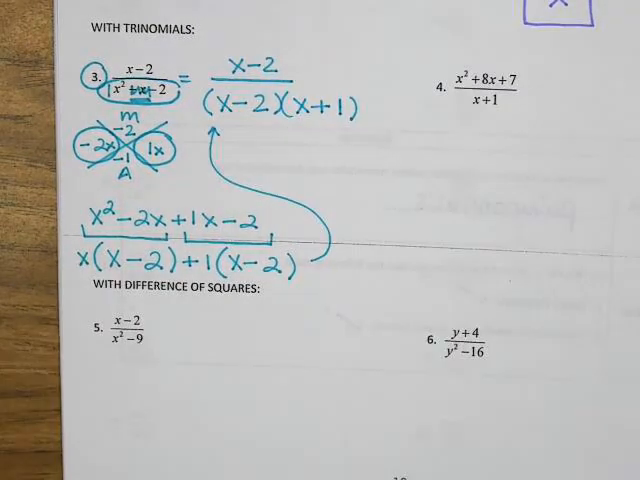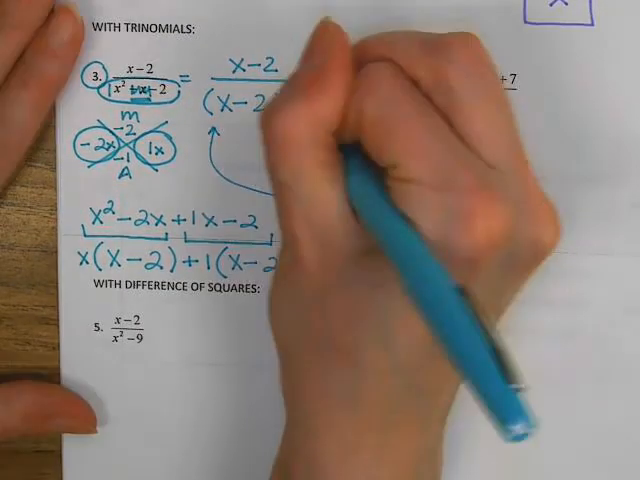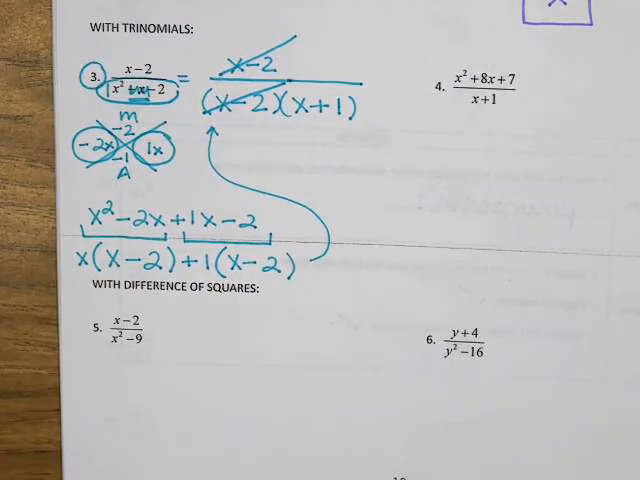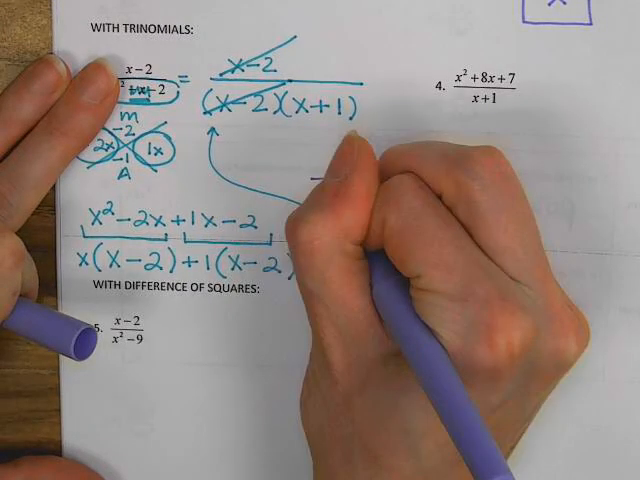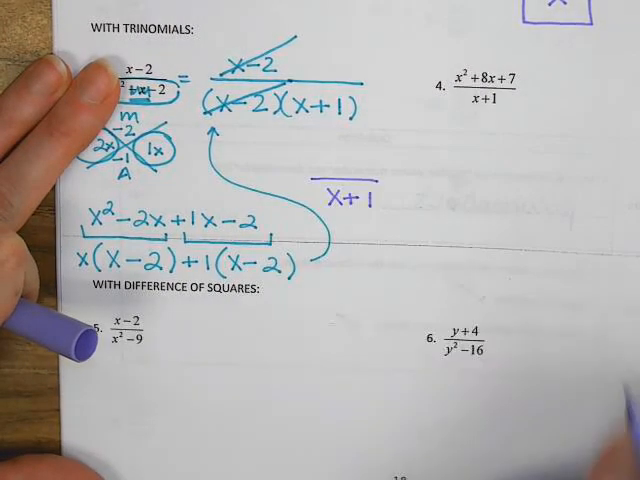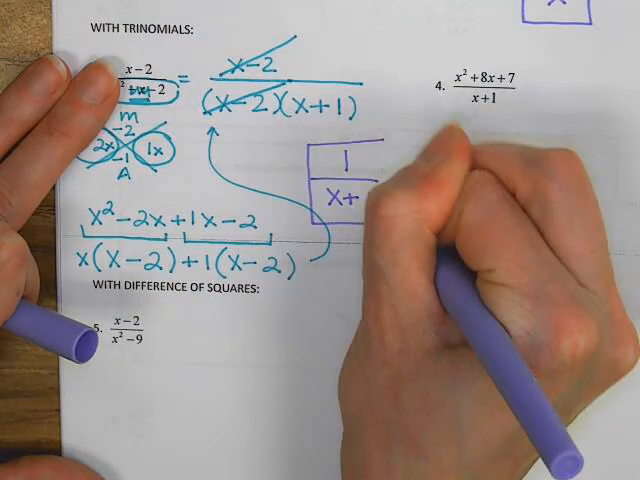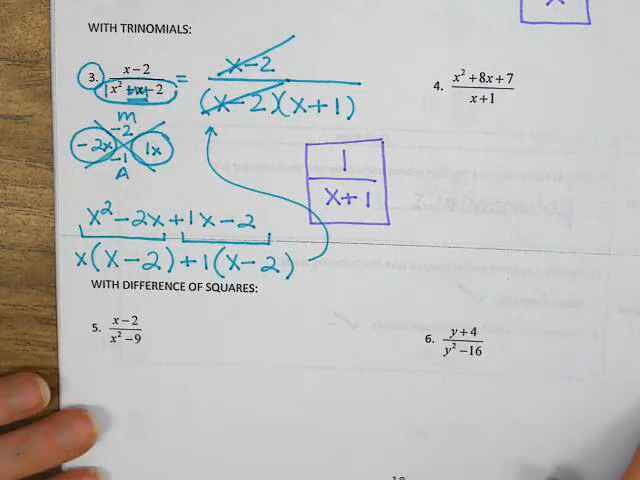Okay, what cancels? These entire ones cancel. So the final answer, well, the x plus 1 is in the denominator, and if there's nothing up here, you always put a 1. That's the answer.